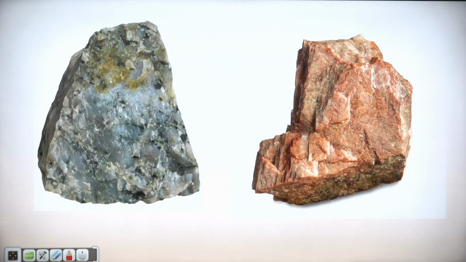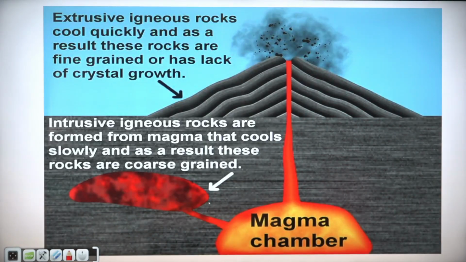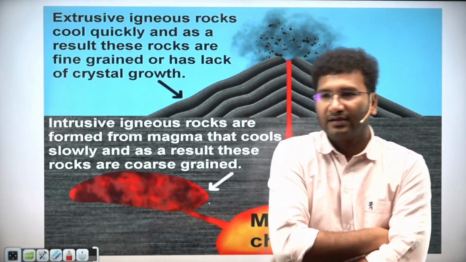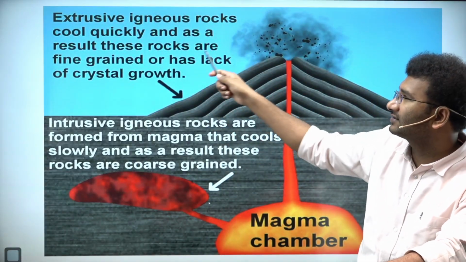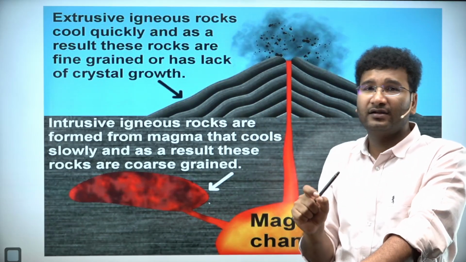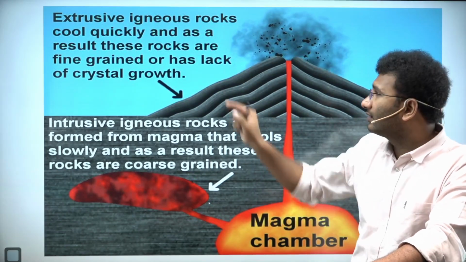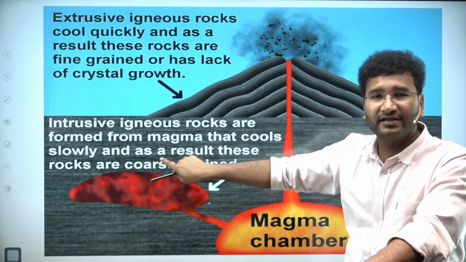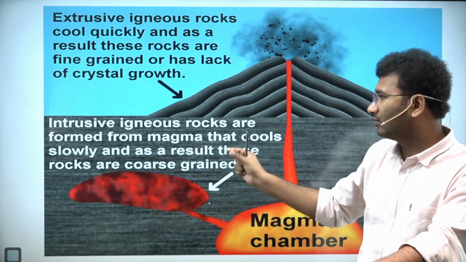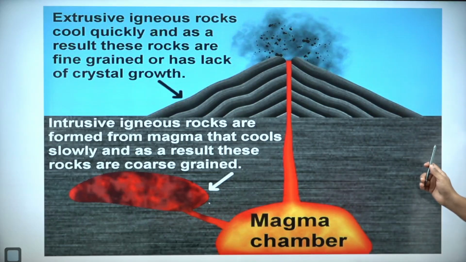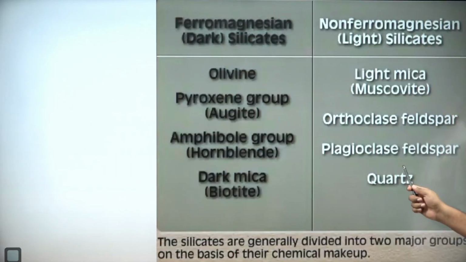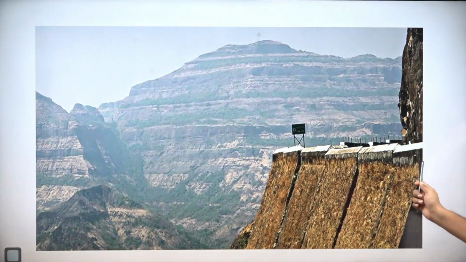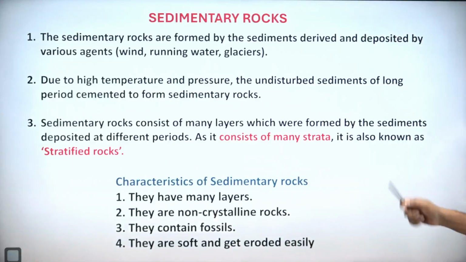Now see here. Once read this. Extrusive igneous rocks cool quickly, and as a result these rocks are fine grained. Remember this very important point. Fine grained, whereas this is coarse grained, and it has very well developed grains. Right? Now this is what you need to know about igneous rocks. Right? Okay. Now come to the second type of rock, that is our sedimentary rocks.